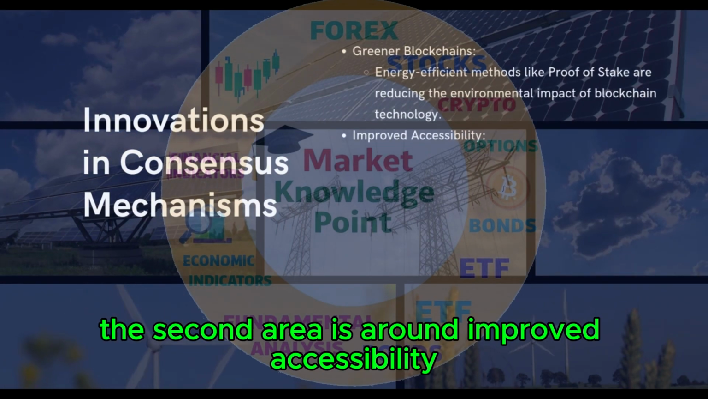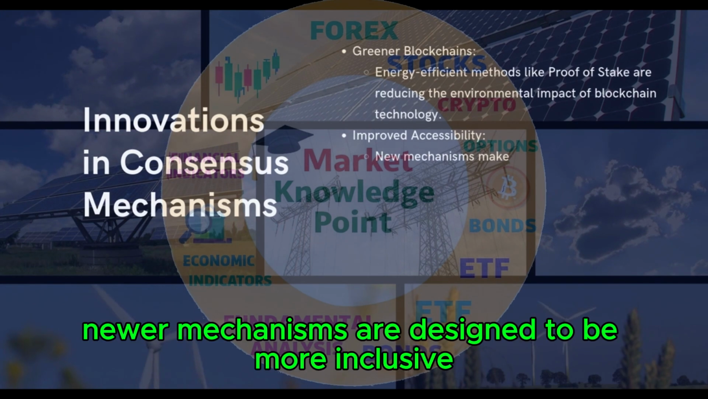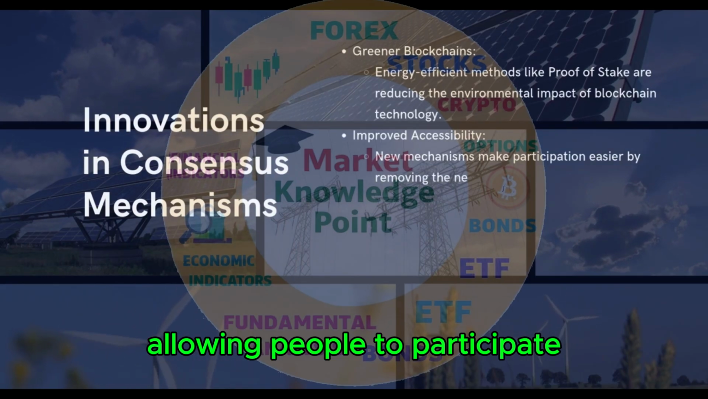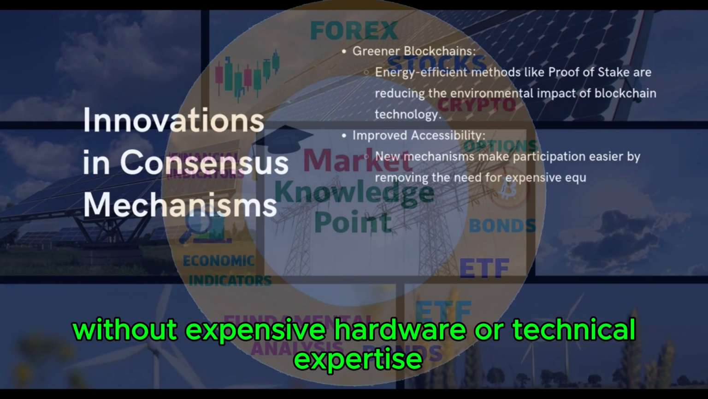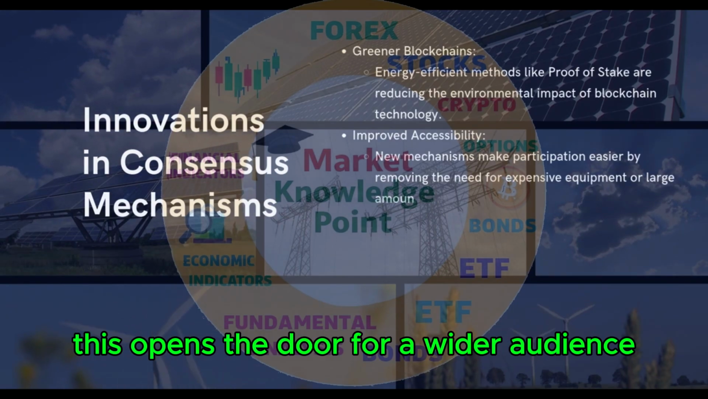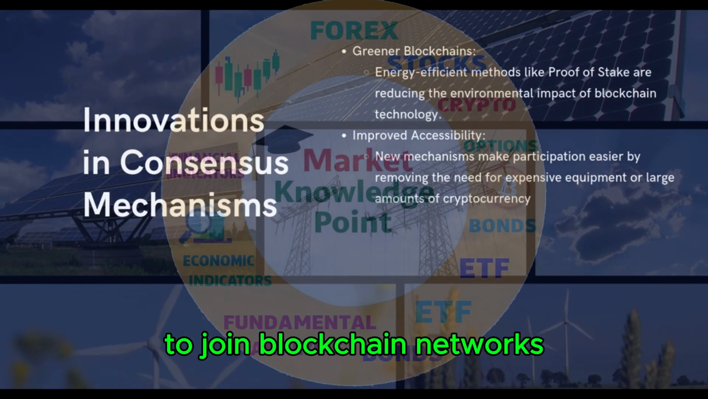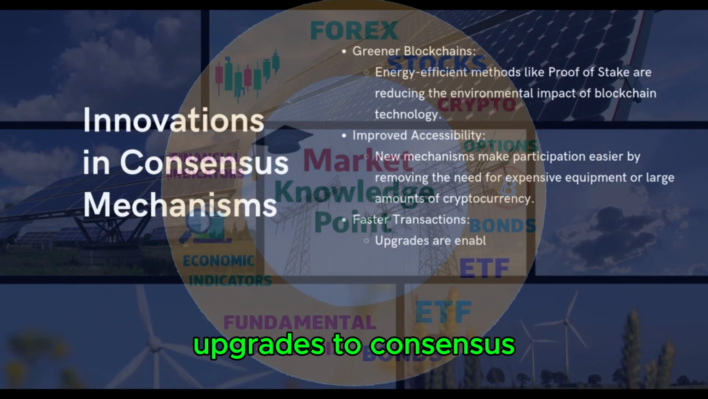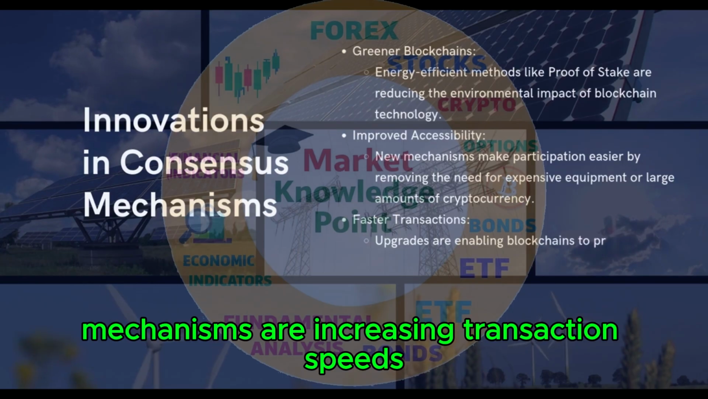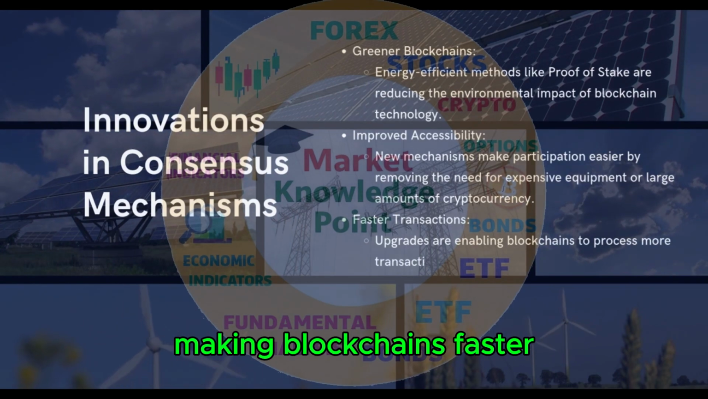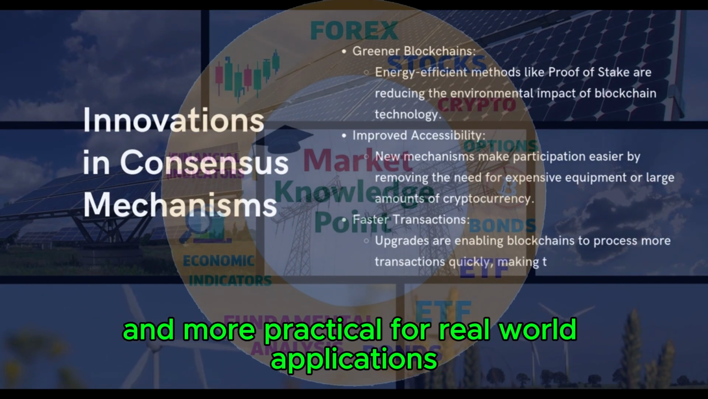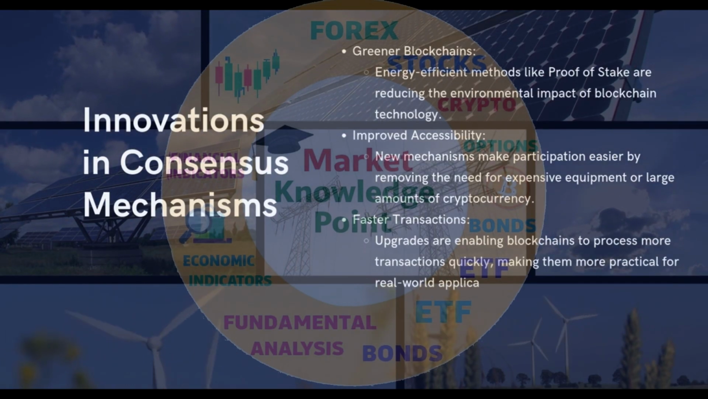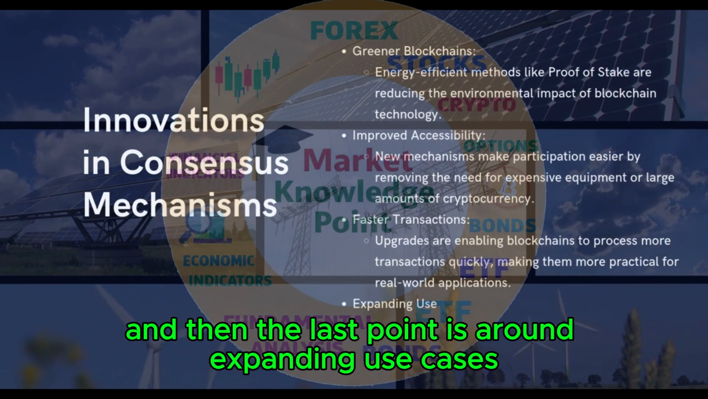The second area is around improved accessibility. Newer mechanisms are designed to be more inclusive, allowing people to participate without expensive hardware or technical expertise. This opens the door for a wider audience to join blockchain networks. The third point is around faster transactions. Upgrades to consensus mechanisms are increasing transaction speeds, making blockchains faster and more practical for real world applications like financial systems and decentralized apps.